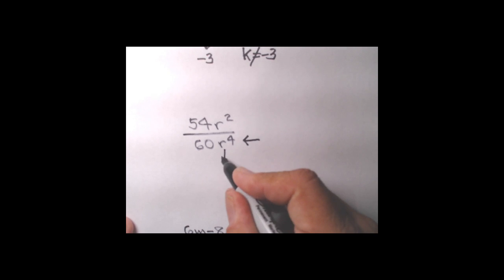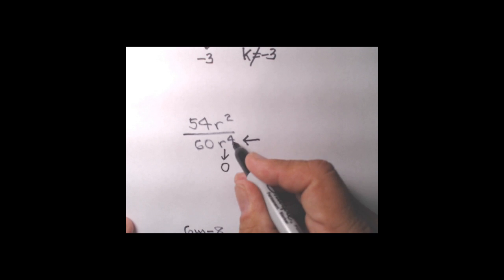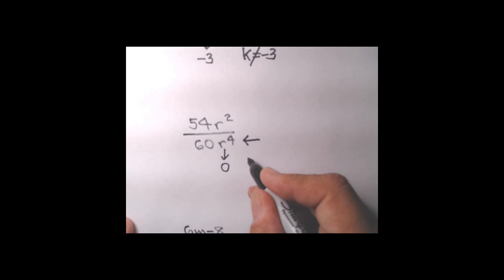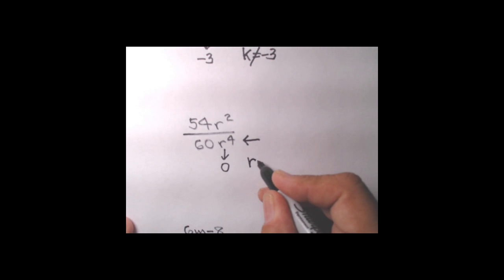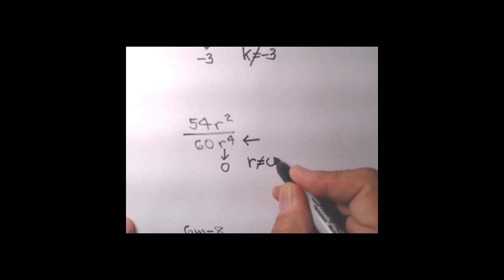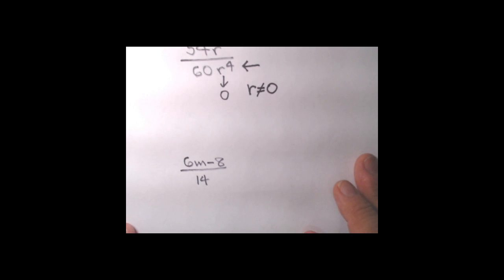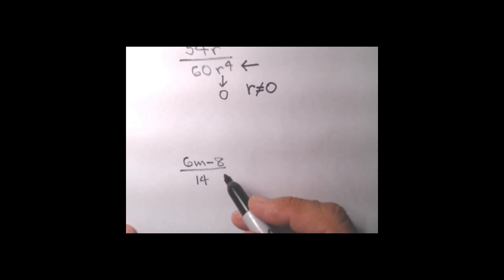If r equals 0, 0 to the 4th power would be 0. 60 times 0 would be 0. The downstairs would definitely be 0. That tells us then that our excluded value here is r cannot equal 0. Now, sometimes you have a case like this third guy right here.